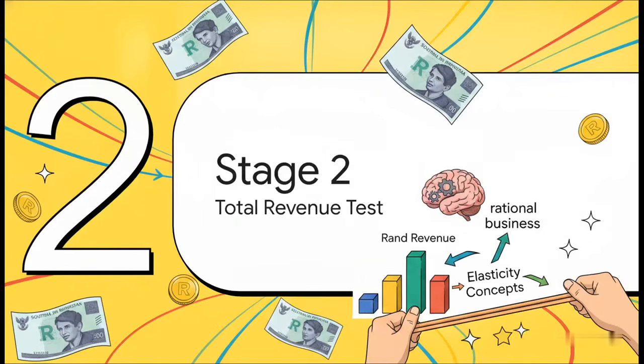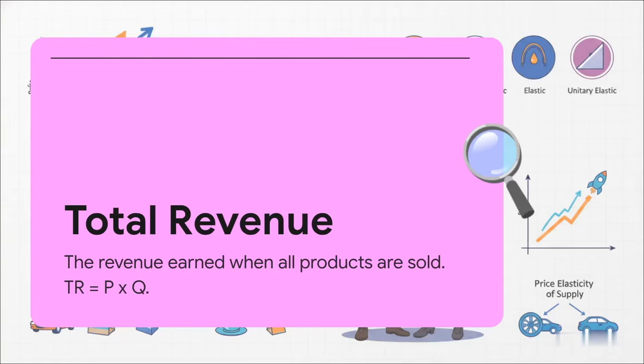Moving on to stage 2, the total revenue test. Before we crunch the numbers, let's set the ground rules. Total revenue is just the price in rands multiplied by the quantity sold. Sounds simple, right? But remember, a firm doesn't get to dictate both of those variables. If they change the price, the consumer decides the new quantity. And since they move in opposite directions, a price hike doesn't automatically guarantee a revenue increase.